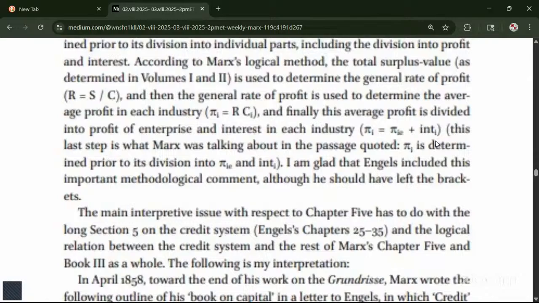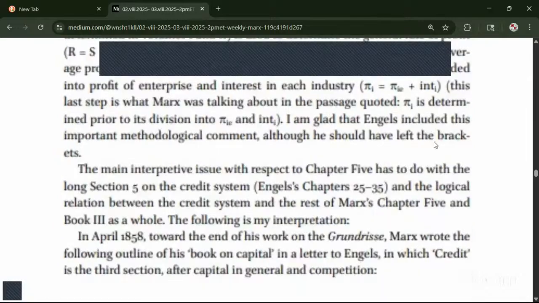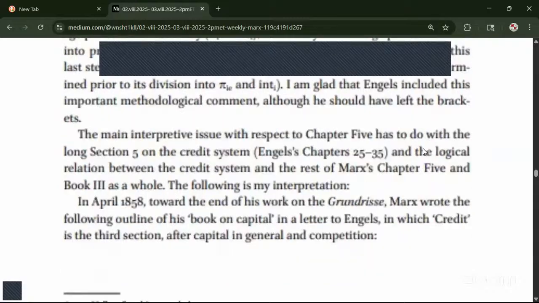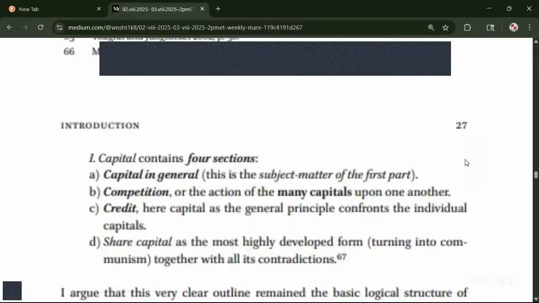The following is Moseley's interpretation. In April 1858, towards the end of his work on the Grundrisse, Marx wrote the following outline of his book on capital in a letter to Engels, in which credit is the third section after capital in general and competition. That is, this is Marx.